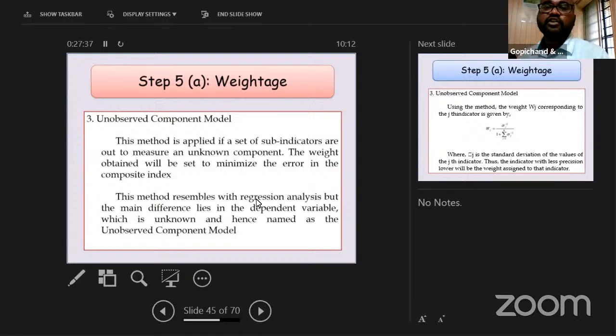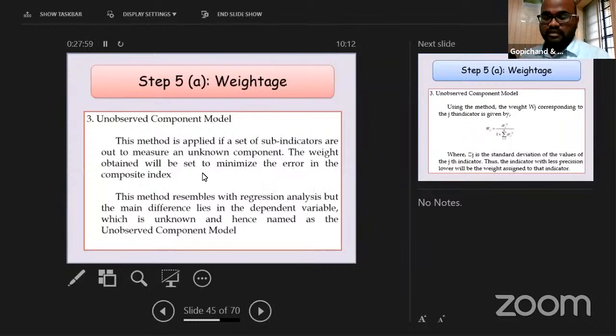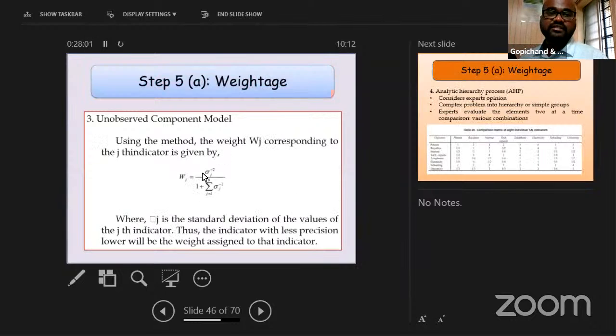The unobserved component model helps to standardize and minimize the errors of the index. It is near to regression, but the dependent variable is not known. We will assume one dependent variable. Based on that, the index error is removed in this. The weightage scores depend on the standard deviation of the assumed variable.